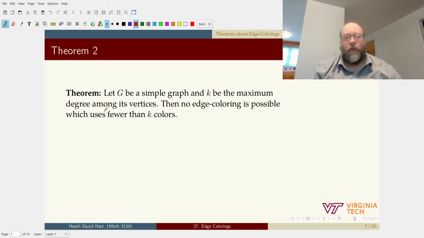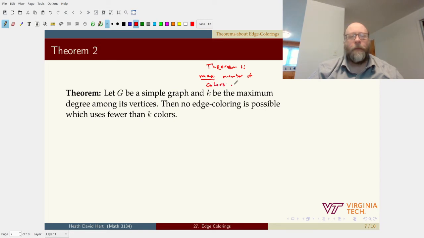So we have this other theorem. Theorem 1 says that the maximum number of colors is n choose 2. All right, so let's look at this next theorem.